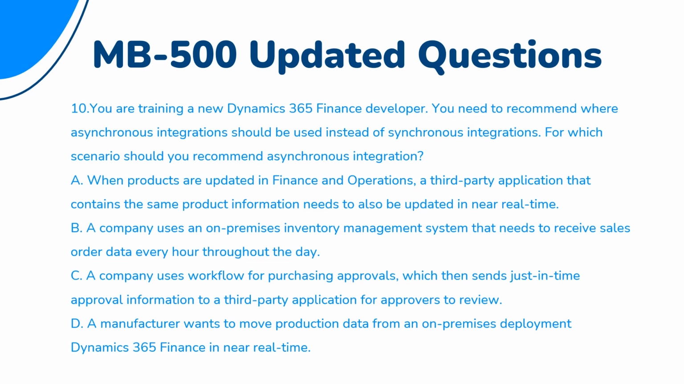B. A company uses an on-premises inventory management system that needs to receive sales order data every hour throughout the day. C. A company uses workflow for purchasing approvals, which then sends just-in-time approval information to a third-party application for approvers to review. D. A manufacturer wants to move production data from an on-premises deployment Dynamics 365 finance in near real-time.